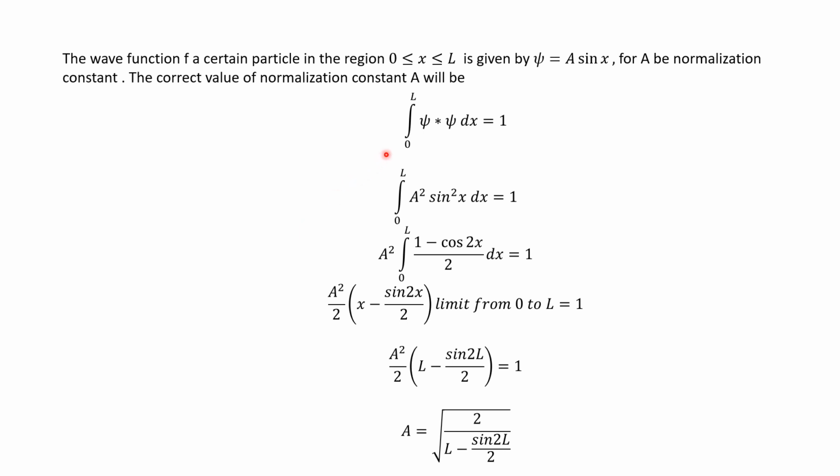So we know that to find the normalization constant we use the equation, integration from 0 to L of psi star psi dx is equal to 1. By solving it we find that the a value comes out to be root over of 2 by L minus sine 2L by 2. Here the options are not matched.